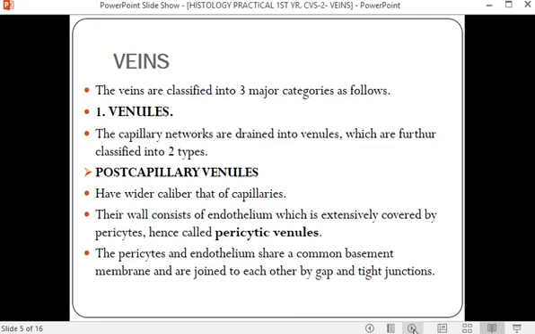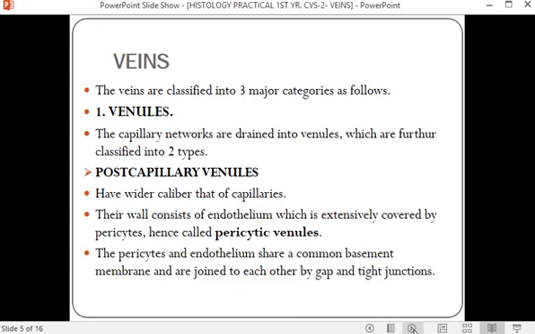Now, the structure of veins. The veins are classified into three major categories, that is venules, medium-sized veins, and large veins. Venules are of two further types: post-capillary venules and muscular venules. Now, post-capillary venules have a wider caliber than that of capillaries. Their wall consists of endothelium, which is extensively covered by pericytes. Hence, these post-capillary venules are also called pericytic venules.